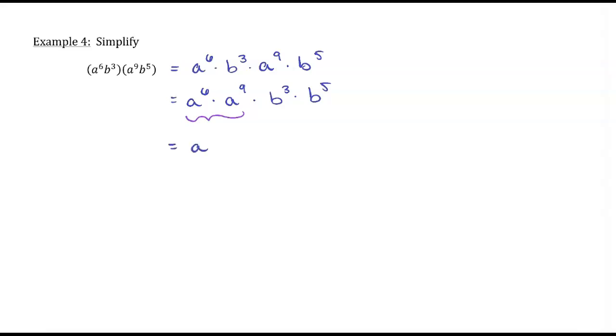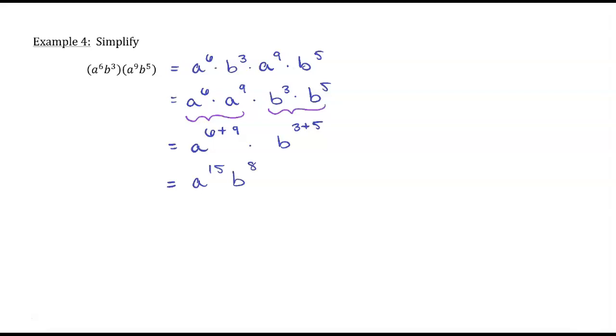First, let's look at a to the 6th and a to the 9th. This simplifies to a raised to an exponent of 6 plus 9. Now looking at b to the 3rd times b to the 5th, this simplifies to b raised to the exponent of 3 plus 5. Now in our final step, we can simplify this to a raised to an exponent of 15 times b raised to the exponent of 8.